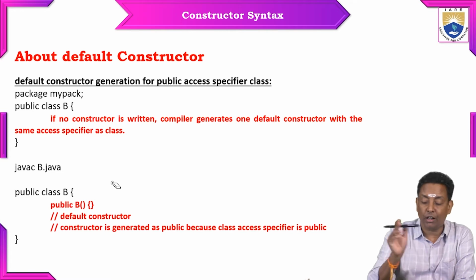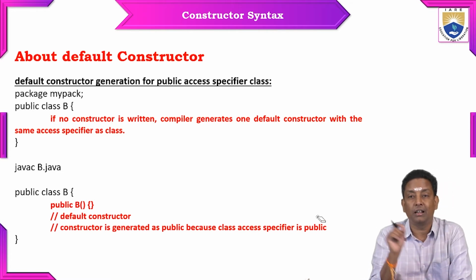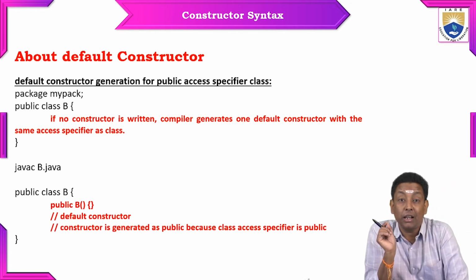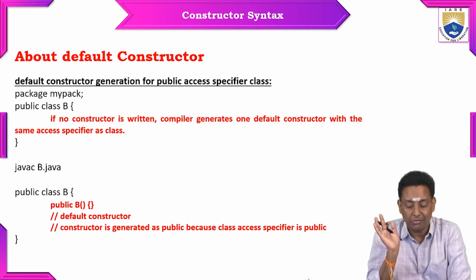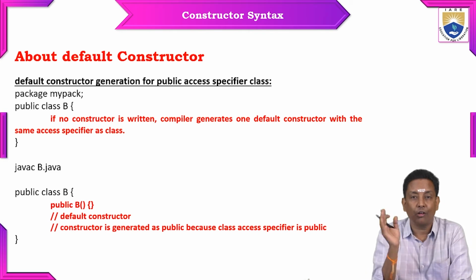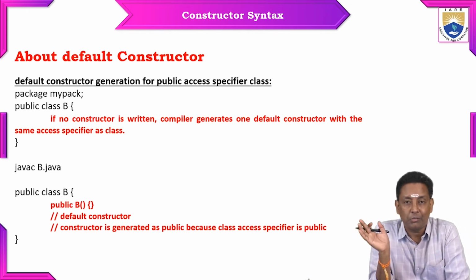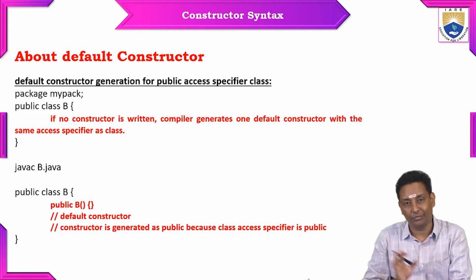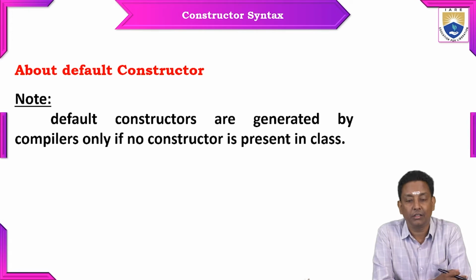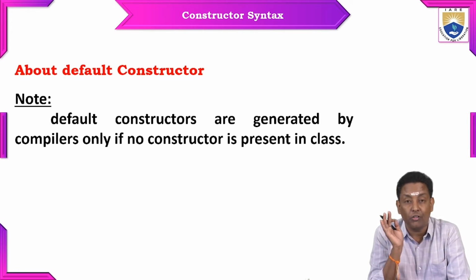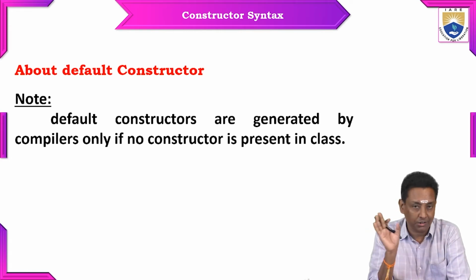And once again, I am repeating who will generate the default constructor. The default constructor is generated by the compiler if the developer does not provide any constructor in the class. That point is very clear. And what about its signature? Always no parameter. What about its access specifier? Same as class access specifier. Finish. Next, default constructors are generated by the compiler only if no constructor is present in the class. That point is clear.